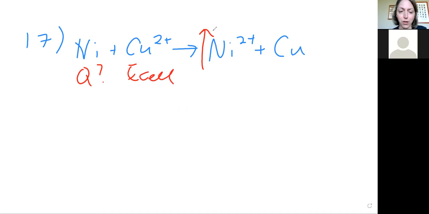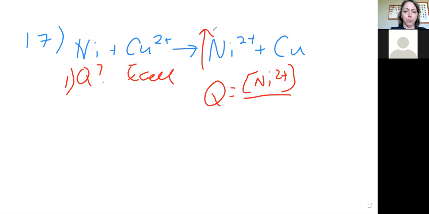The first thing I wanted to remind you of is that Q is always like your snapshot. It's always like, okay, these are my conditions. Then Q tells you what's going to happen next, and E cell is for the aftermath. The system is going to re-reach equilibrium, and E cell tells what that's going to cause. With that in mind, I'm going to think about Q first. Q is products over reactants, so that's my nickel 2+ over my copper 2+. Take-home message: if you have additional nickel 2+, this is higher. So you can probably guess that Q is going to be greater.